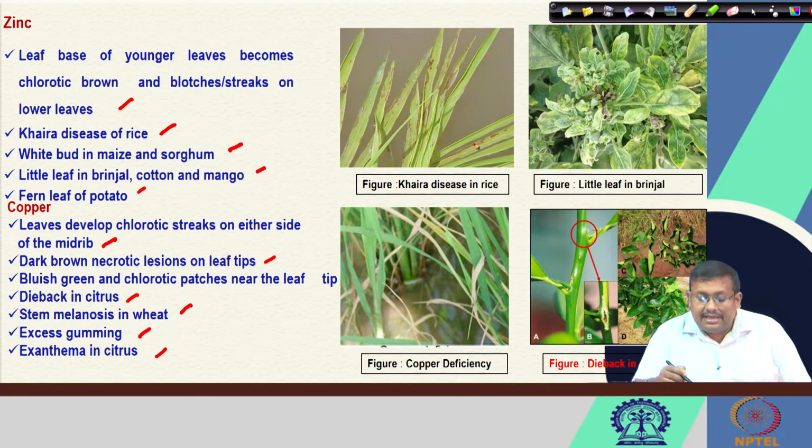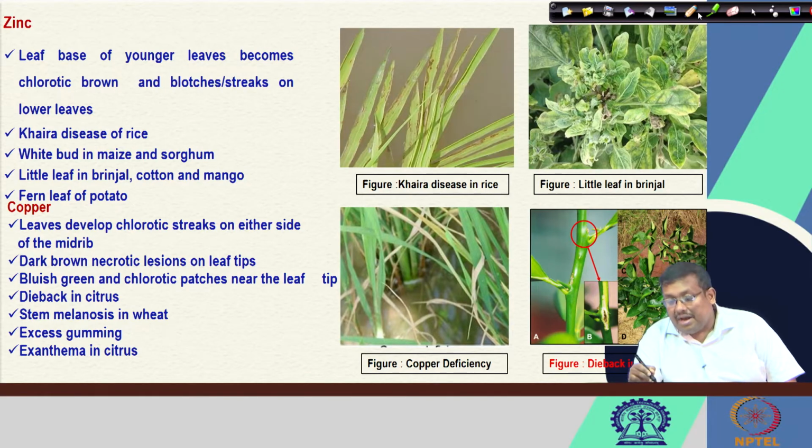Here we can see an example of Khaira disease in rice due to zinc deficiency. Then little leaf in brinjal, which is also due to zinc deficiency. Here you can see copper deficiency symptoms, and also dieback in citrus due to copper deficiency. These are the deficiency symptoms of these two major micronutrients.